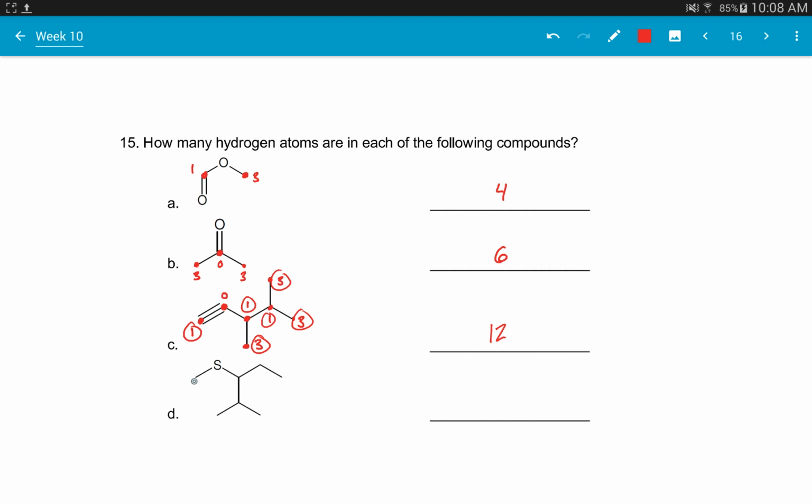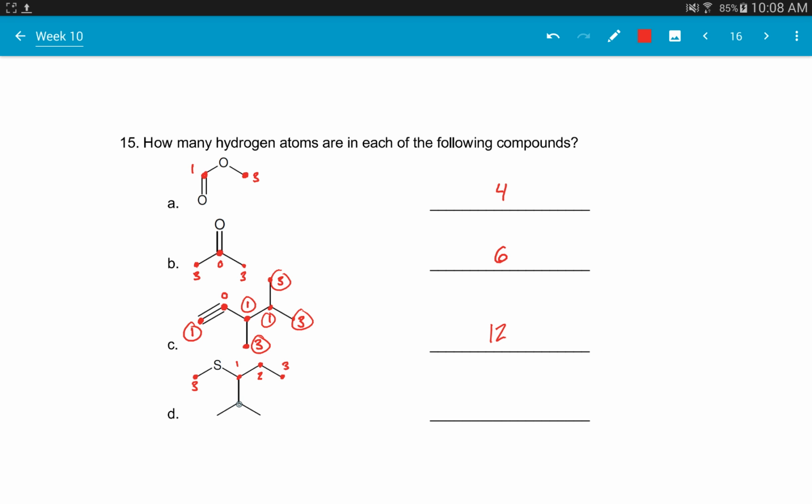And finally, if we look at this compound, with only 1 bond showing, this is going to need 3 hydrogens. Sulfur, like oxygen, only needs 2, so it's fine. This carbon still needs 1 more bond, though. This carbon needs 2. This carbon needs 3, because only 1 bond is showing to it.